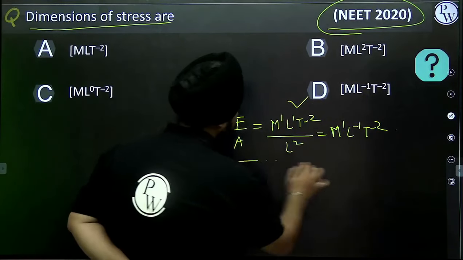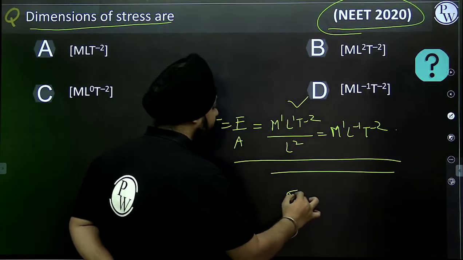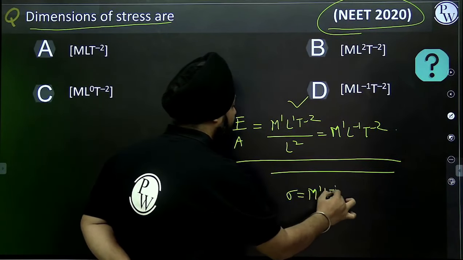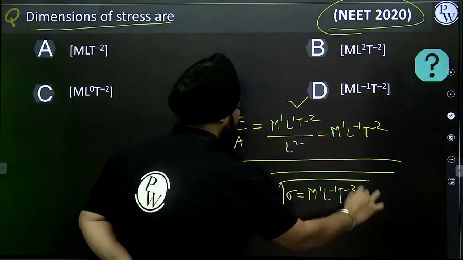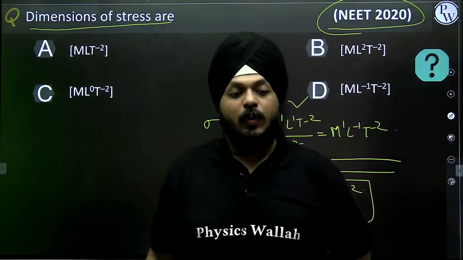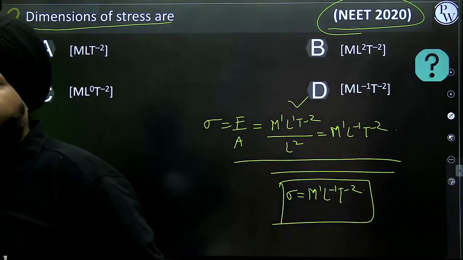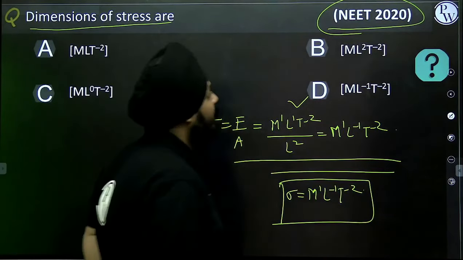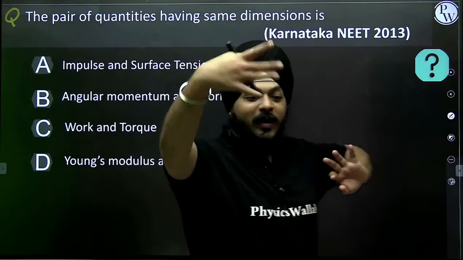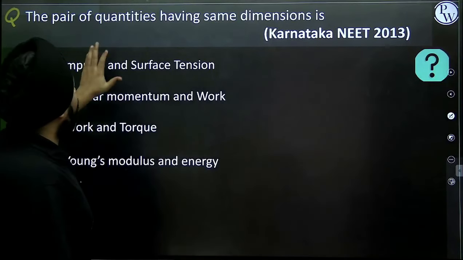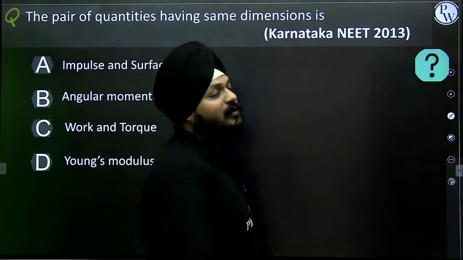So this is the dimensional formula of stress, that is M1 L^-1 T^-2. Right, okay, 4 marks. The pair of the quantities having the same dimensions.